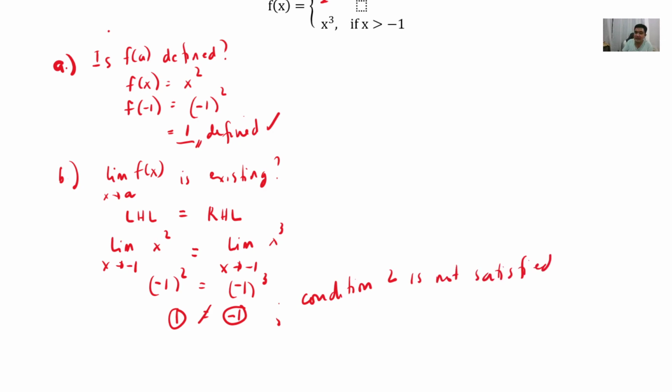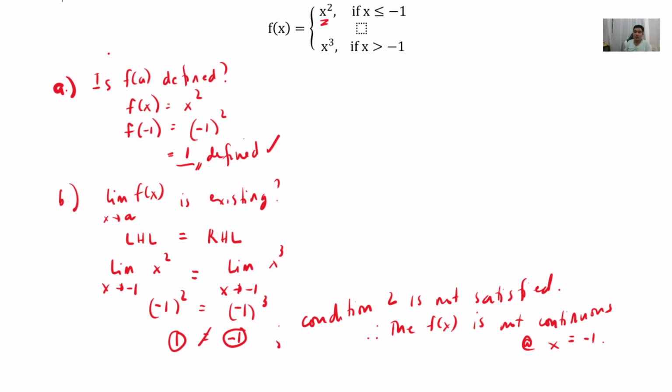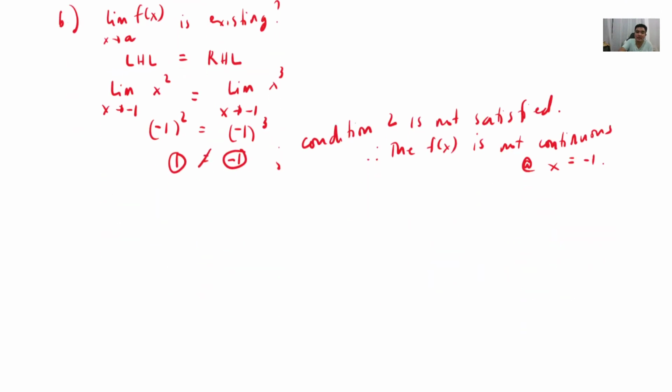Ano yung sabi natin? Pag merong isa na hindi na satisfy class, pwede ka na mag-stop. Okay? You can now conclude their class. So, condition 2 is not satisfied. Therefore, or hence, the function, okay, is not continuous at x is equal to negative 1. Pwede ka nang mag-stop dyan. Okay? Huwag mo nang ituloy. Hindi ka na punta kay letter C. Kuha? Okay? Another example.